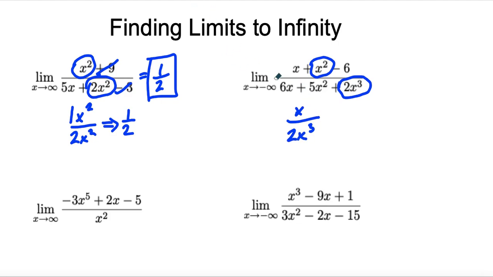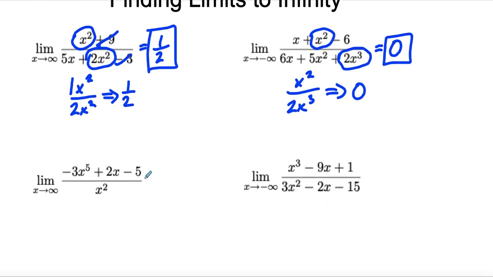And when I have a smaller power over a larger power, it means that as x gets really large, the denominator is going to grow at a faster rate, and the graph is going to go towards 0 for y as x goes to negative infinity. It would be the same answer as x goes to infinity, but in this case, we're looking at x going to negative infinity.